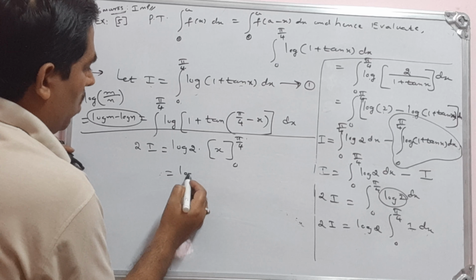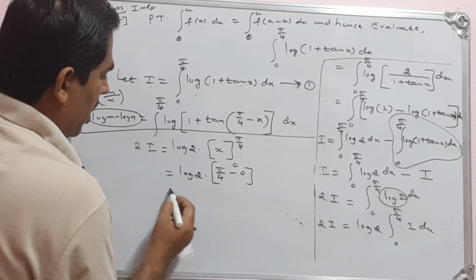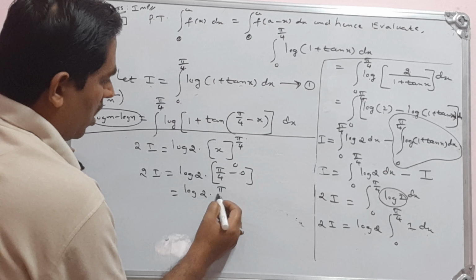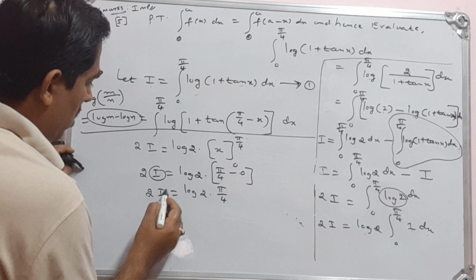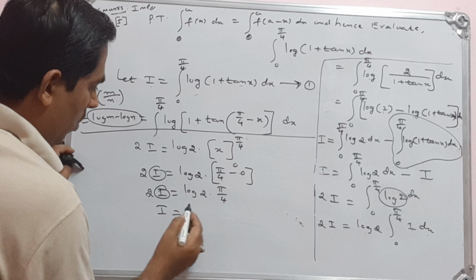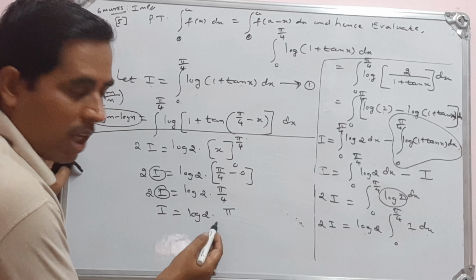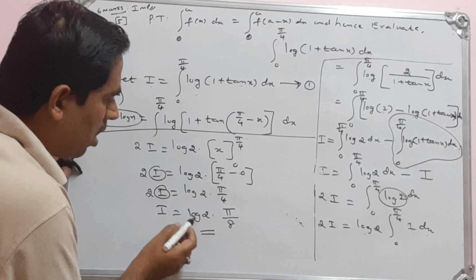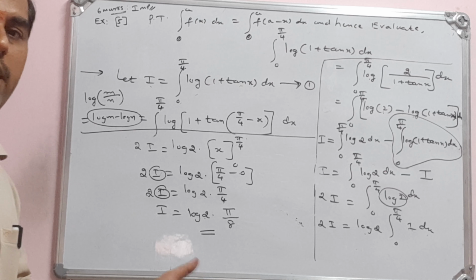Log 2 I will write as it is. The upper limit is pi by 4 minus the lower limit 0. So this is 2I, log 2 times pi by 4 minus 0, that is pi by 4. I want to solve for I. So the integral is equal to log 2 times pi, divided by, cross multiplying, 2 into 4, that is 8. So what is the answer? Log 2 into pi by 8, pi by 8 log 2.